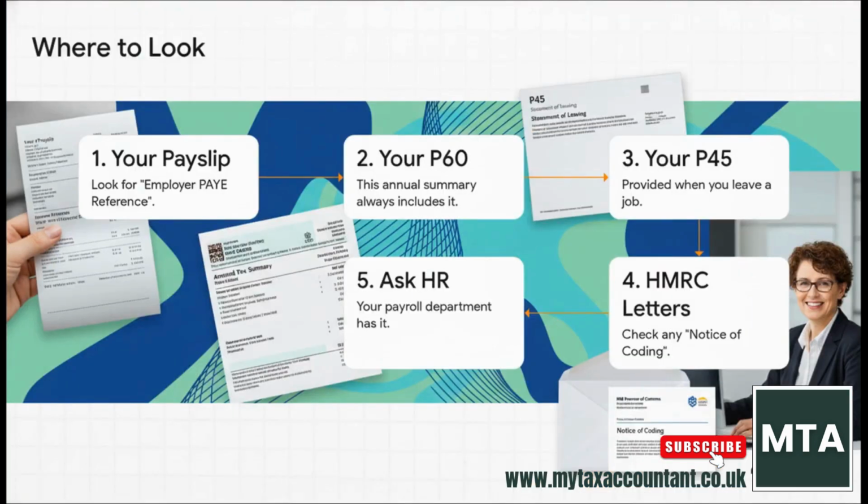So, the easiest place to look is right on your payslip. It's usually labeled pretty clearly as employer PAYE reference or something similar. It will definitely be on your P60. That's the summary you get from your employer at the end of every tax year. If you've left a job, it's on the P45 they gave you. And any official letters from HMRC about your tax code will have it on there too. And look, if you can't find any of those, just ask your HR or payroll team. They'll have it on file.